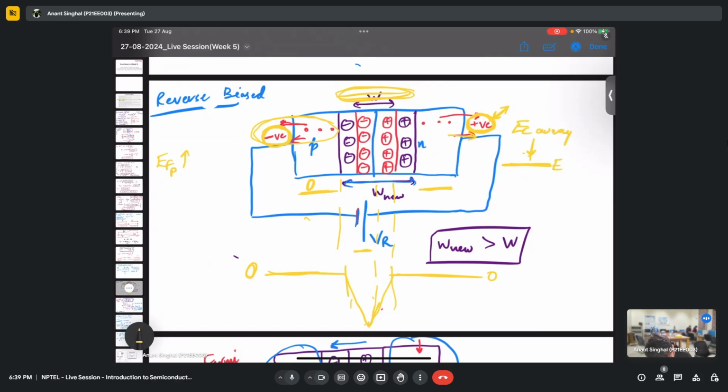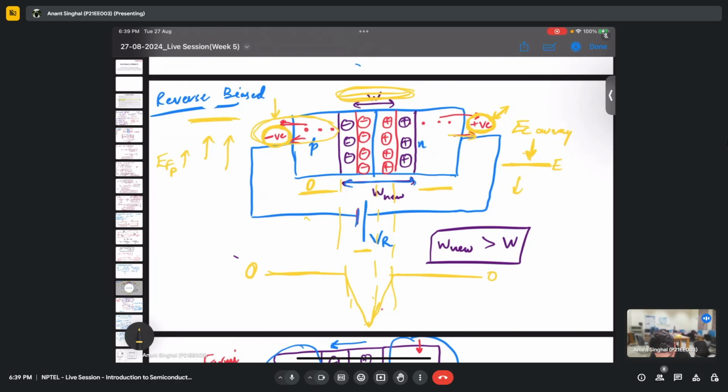So that is why it goes up and it goes down, because the more the negative potential, the more the Fermi level will go up, and the more the positive potential, the more the Fermi level will go down. So this is how we reach that.